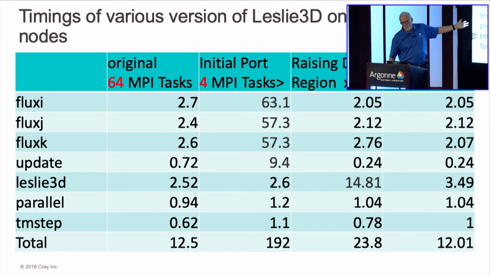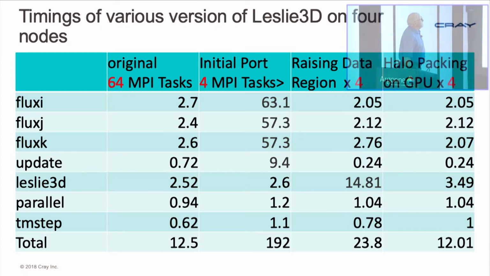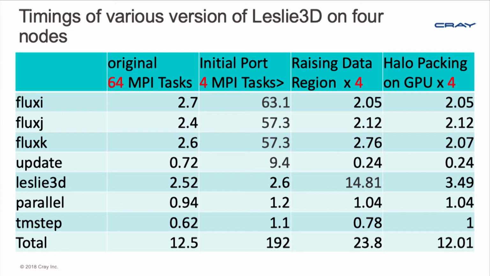All right, so, timings. This is the original with 64 MPI tasks on 4 nodes. And this is on a GPU node that doesn't have very much. This is our initial port. So we did get a lot of improvement with the OpenMP. This is the GPU initial port. So this is the OpenMP stuff.